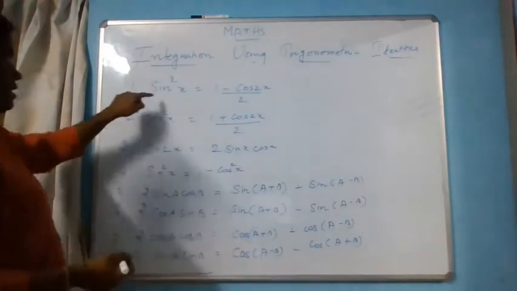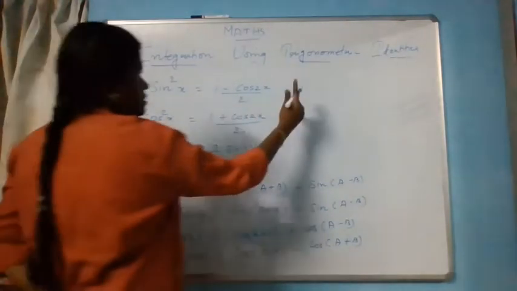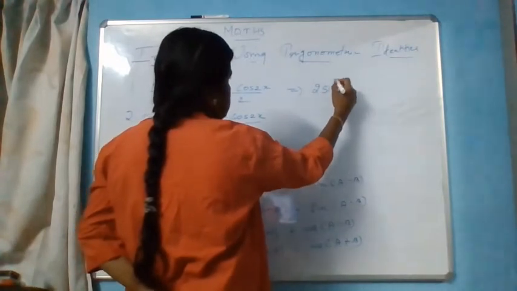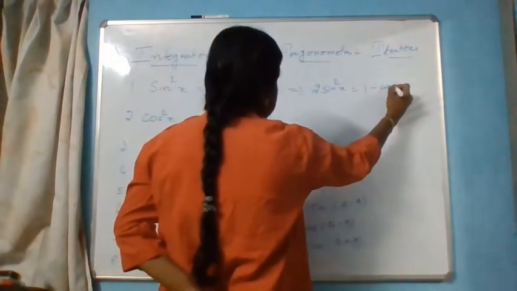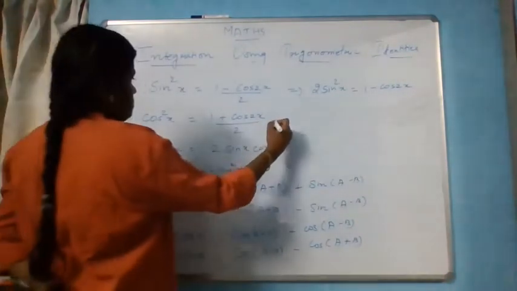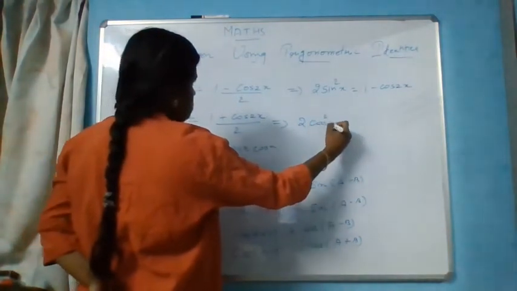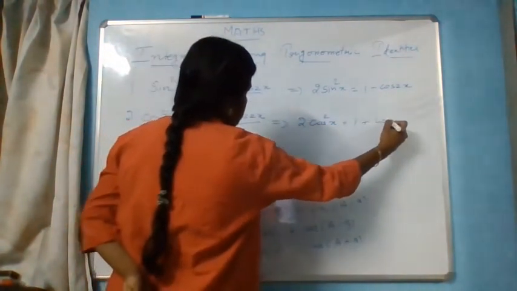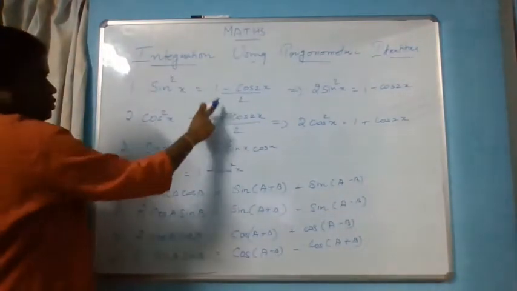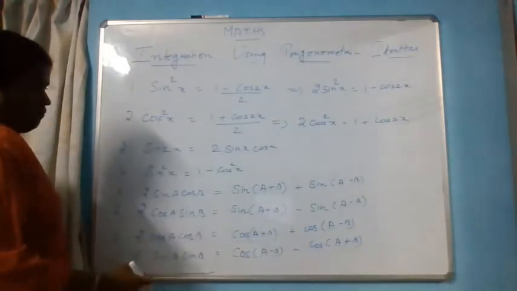Okay, so these are the formulas. Sin squared x is (1 minus cos 2x) by 2. Cos squared x is (1 plus cos 2x) by 2. And the other way, you can write 2 sin squared x is nothing but what? 1 minus cos 2x. And this implies 2 cos squared x is 1 plus cos 2x. From this, just cross multiply. These are other ways also in which you can write it.